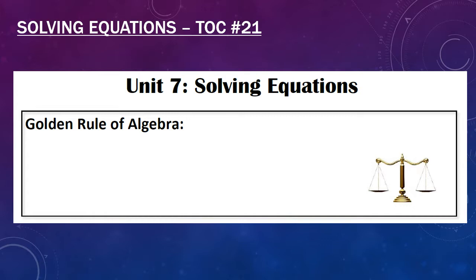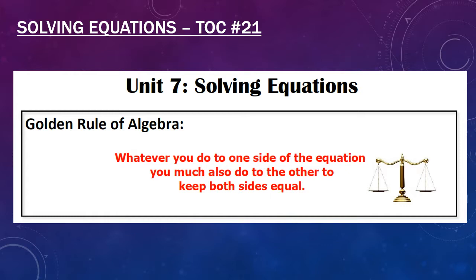So the golden rule of algebra says whatever you do to one side, you have to do the same thing to the other. You got to do the same thing to keep both sides equal. So whatever you do to one side of the equation, you must also do the other side to keep both sides equal. Take a second, pause the video, make sure you get this whole saying written down in that box.